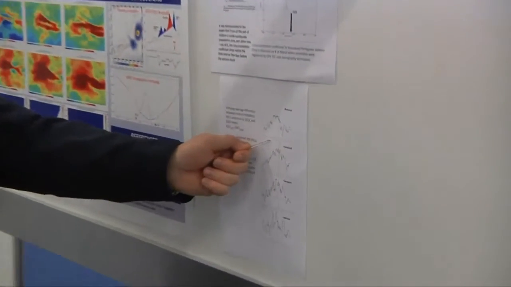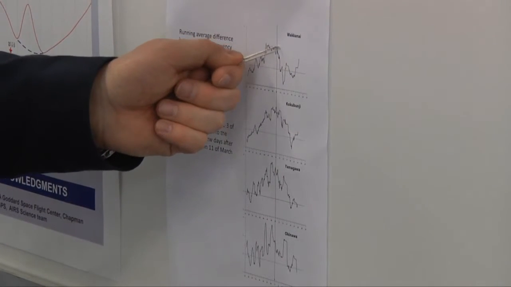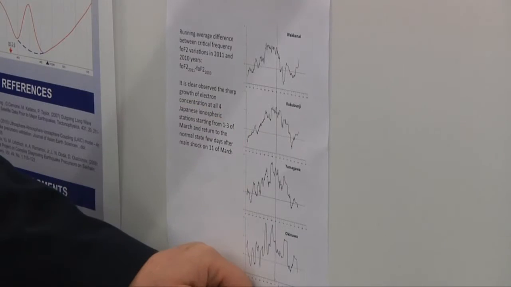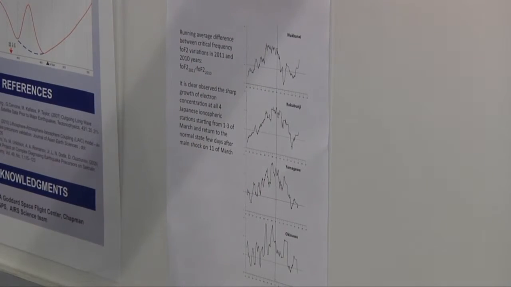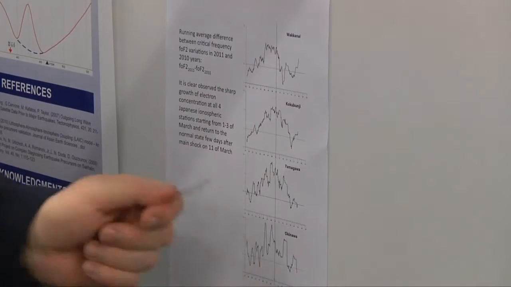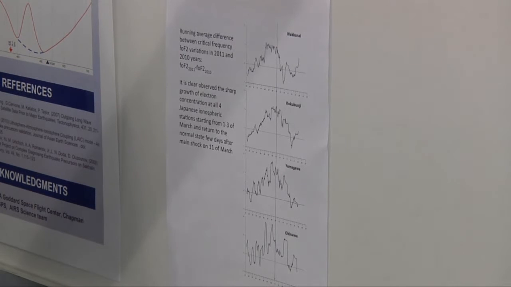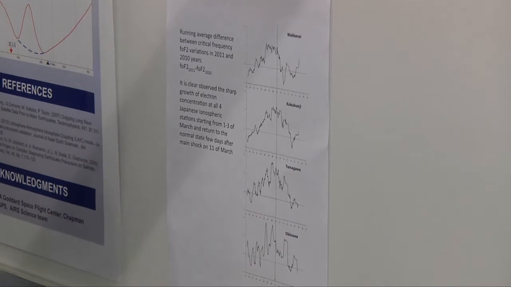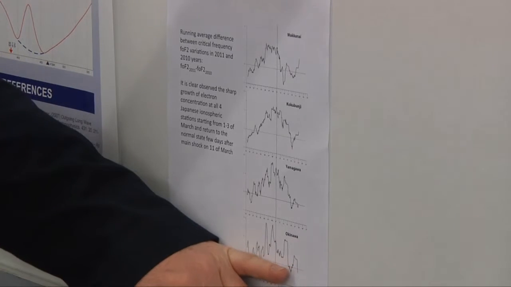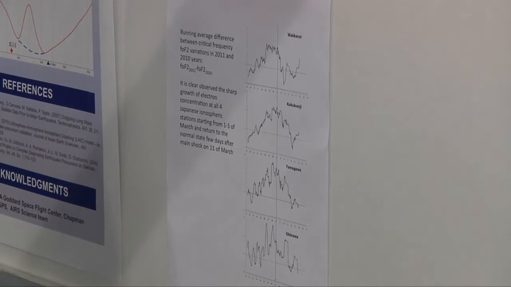And you can see, starting from something like the 5th of March, an increase and then a decrease. And this is the moment of the earthquake. This is from north to south: Wakkanai, Kokubunji, Yamagawa, Okinawa. Pretty big spike. And Okinawa is a bit more erratic, because it is at low latitudes, which are affected by the so-called equatorial anomaly, which appears in the equatorial ionosphere. So it has much higher variability than at mid latitudes.